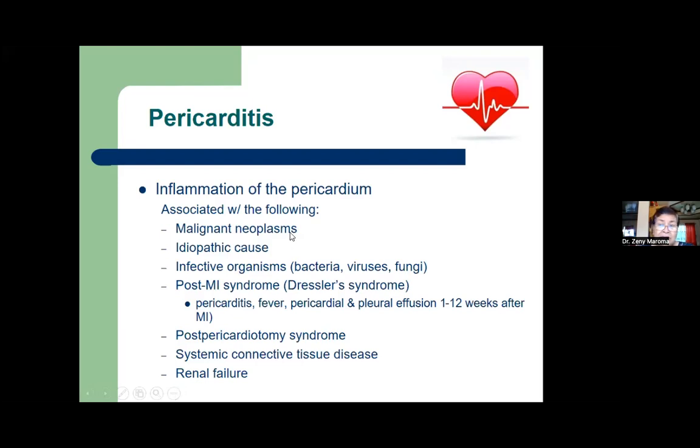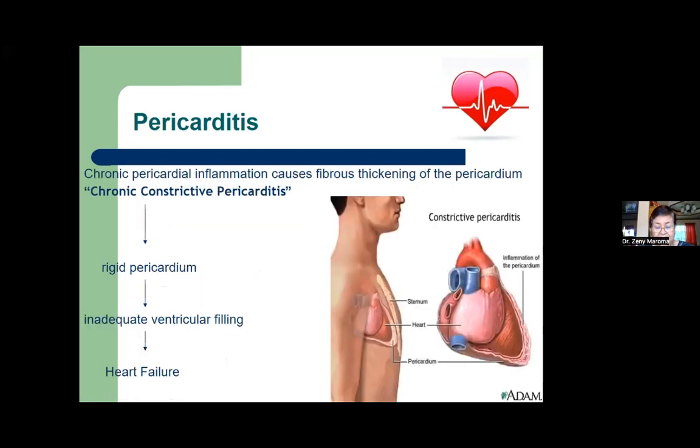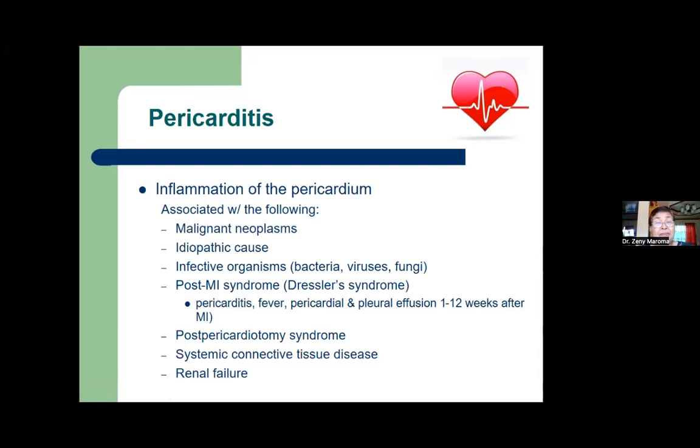Like malignant neoplasm, o meron pala siyang cancer of the lungs, kung ilang taon na niyang dinadala yung cancer of the lungs. So therefore, there'll be chronic pericarditis. Okay? Idiopathic, dahil hindi alam ang cause, so it can be acute or chronic. Infective organism is acute. Dapat ma-address na agad, ma-control na agad yung infection para hindi naman siya maging chronic.